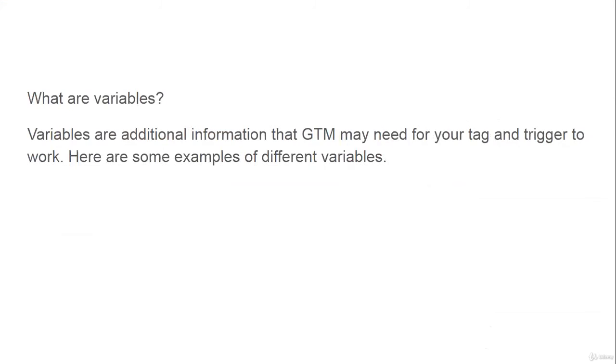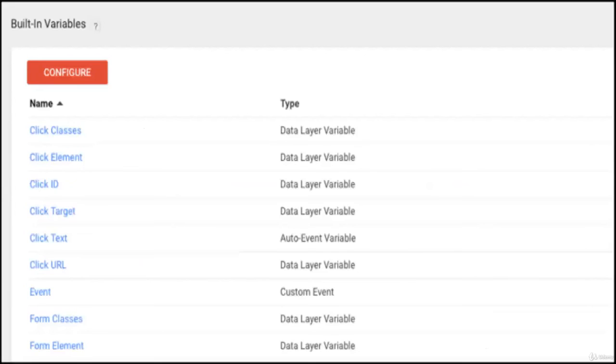Then what are variables? Variables are additional information that Google Tag Manager may need for your tag and trigger to work. Some examples: there are built-in variables which are already there in Google Tag Manager, for clicks, like click classes, click element. Then there are other user-defined variables that you can also create. We would be studying more about these tags, variables, and triggers as we move down later into the course.